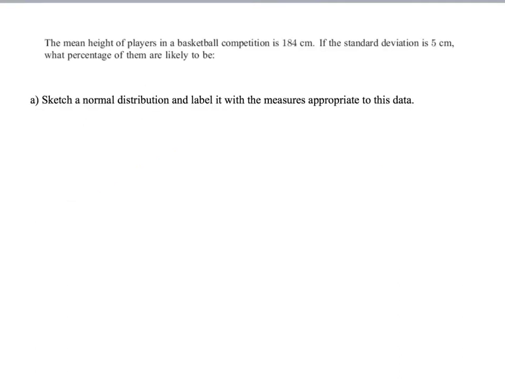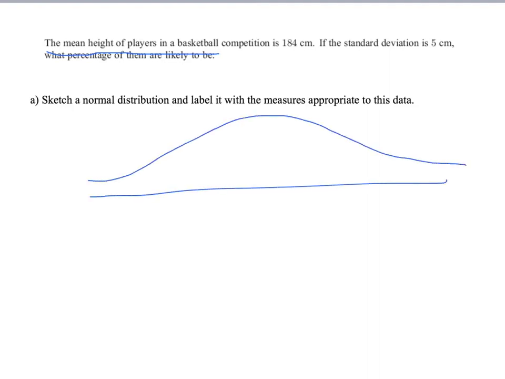Let's look at an example where it's applied. The mean height of players in a basketball competition is 184 centimeters. The standard deviation is 5 centimeters. We're going to ignore the question of what percentage of them are likely to be for right now. What we really want to do is sketch a normal distribution and label it with the measures appropriate to this data. So this is my x-bar. My x-bar goes down the middle. My x-bar equals 184.